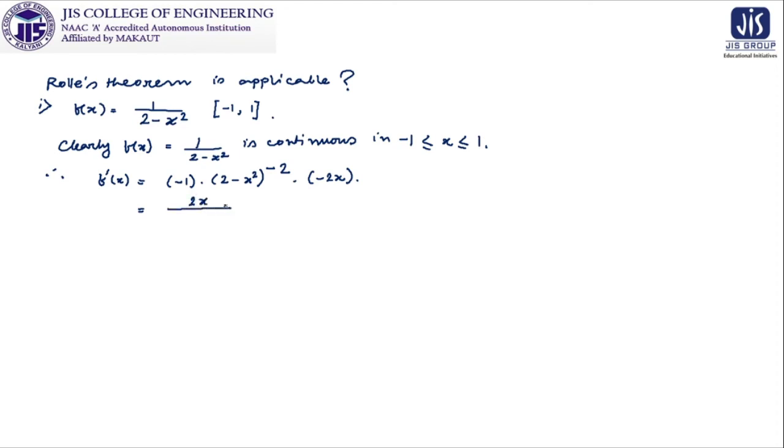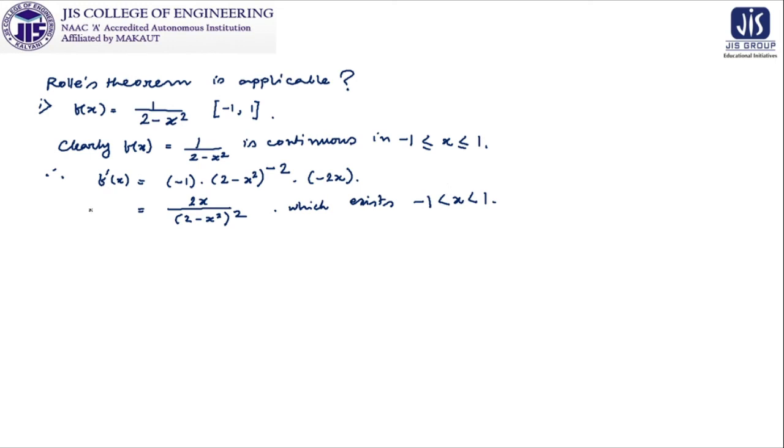2x by (2 minus x square) whole square. Now obviously it will exist, because the problem would be there if 2 minus x square is equal to 0, and we are getting the range over this, so -1 to 1 in this particular case it is existing.